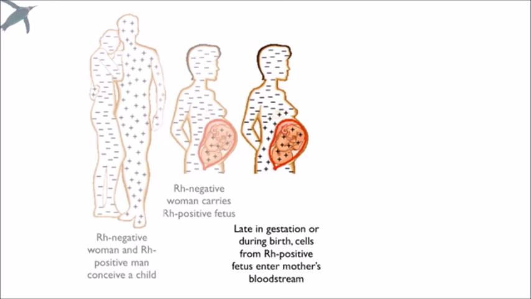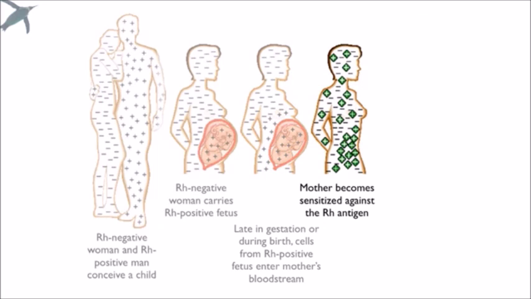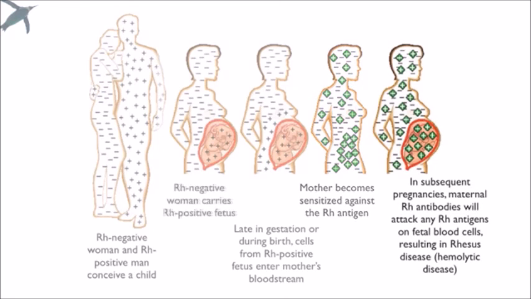And you know what happens when you get a foreign antigen? You make antibodies against it. So from here on out, the mother will make antibodies against the Rh antigen for the rest of her life. She is what we call sensitized. Now, up to this point, there's actually no problem. The problem comes in subsequent pregnancies.